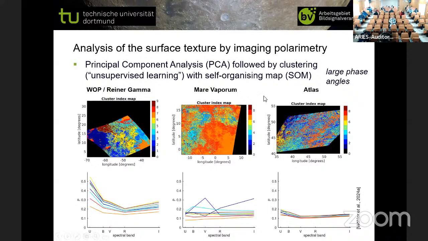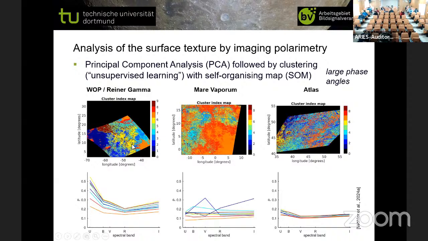Since we had a wealth of data and didn't really know where to begin, we applied rather standard methods, namely principal component analysis, followed by clustering, also known as unsupervised learning, with a self-organizing map, a classical algorithm from the 1980s. But modern ones are also not better. At large phase angles, we can see this is again the Reiner Gamma area. This is Reiner Gamma. It is a cluster of its own.